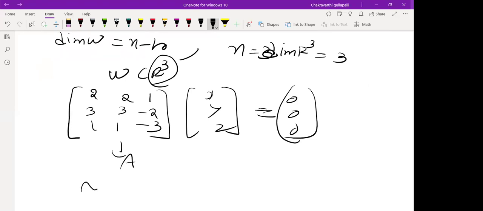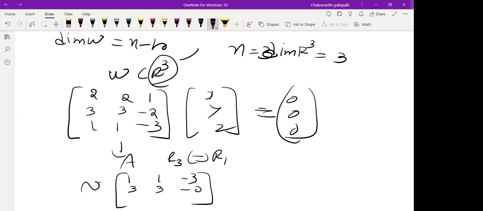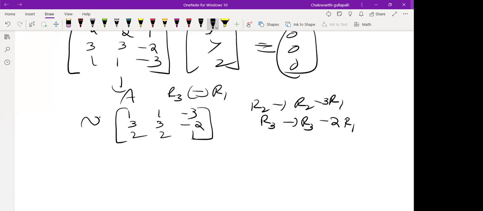So reduce A to echelon. Etla reduce chestamu for R3. Here you can apply, you can interchange actually. R3 interchange R1, or directly also you can. It is easy if we have 1. So I am interchanging. When you are interchanging, you need not interchange variables. Only these two rows. So R2 is R2 minus 3R1. For R3 apply the operation R3 minus 2R1. Then this reduces to 1 1 minus 3.